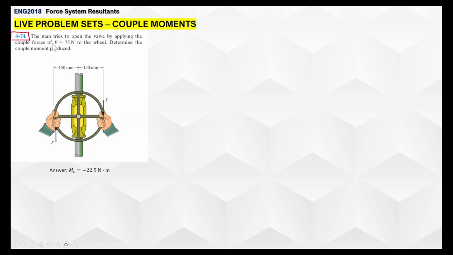So here we have a man who tries to open the valve by applying the coupled forces of F equals 75 newtons to the wheel. Okay, so the man is applying 75 newtons of force, coupled forces, to the wheel. The problem is to determine the couple moment that it will produce. Okay, so I've already provided you the final answer, so you already have a clue, but technically you don't need to find out because this one is a lot easier to solve.